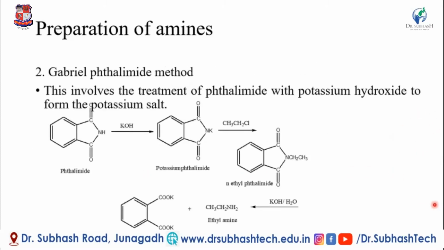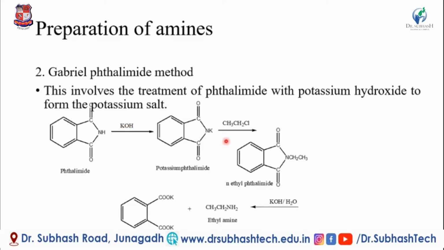Then the second one is the Gabriel phthalimide method. This method involves the treatment of phthalimide with potassium hydroxide to make the potassium salt. So the first reactant is phthalimide reacting with KOH, that is potassium hydroxide, then making potassium phthalimide. In potassium phthalimide, potassium is attached here and H is removed. So H is attached with OH, making one water molecule, which is removed.